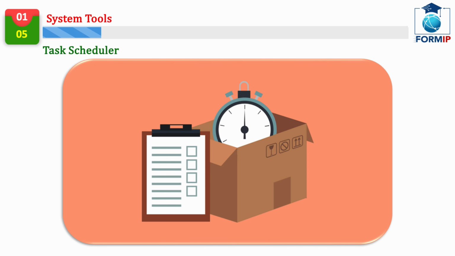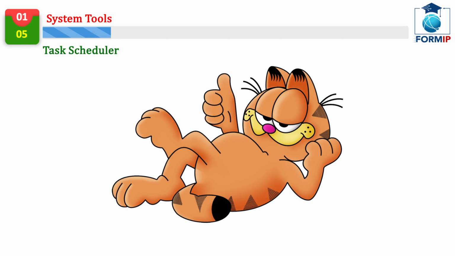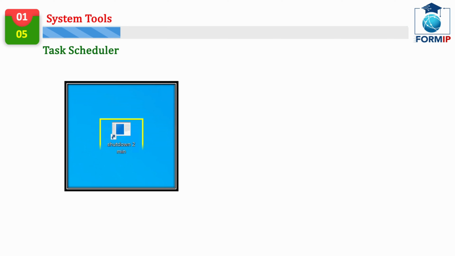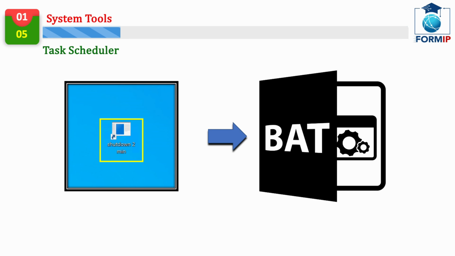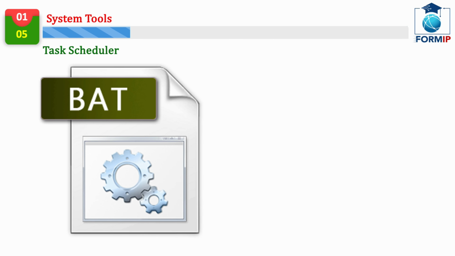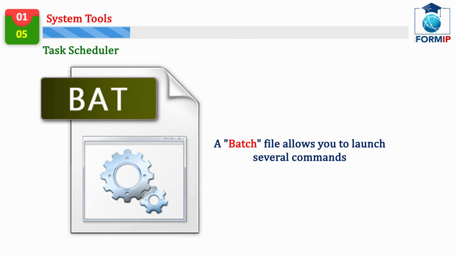When I told you that the main skill of a computer scientist is to be a great lazy person, remember, in a previous course, we created a shortcut on the Windows desktop of the Formip VM to start a PC shutdown after 2 minutes. Well, we're going to turn this shortcut into a batch file. So what is a batch? Well, it's a command interpreter. This allows you to execute a whole series of commands. That is to say, you can launch a whole batch of orders from a simple text file.